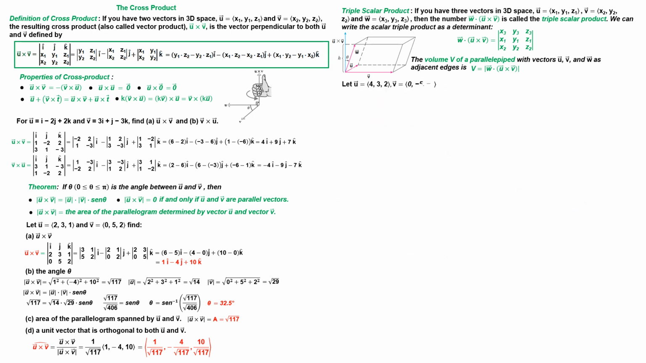Let's see how it works. First, we compute the triple scalar product and then find its absolute value.